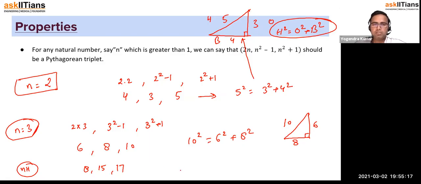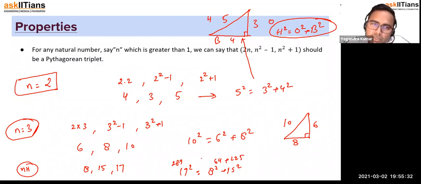Okay, 17 square should be what? 8 square plus 15 square. Now 17 square is 289, and this is 64 plus 225. You can see the addition of these two is the same, right? So this is again a Pythagorean triplet. That is the property.